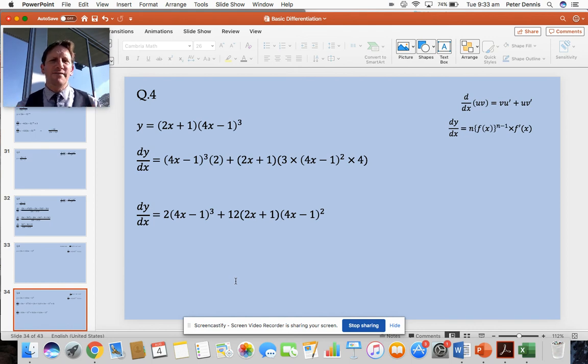But that is the first derivative. It's not the most simplified version, but it is the first derivative. It would get you full marks.